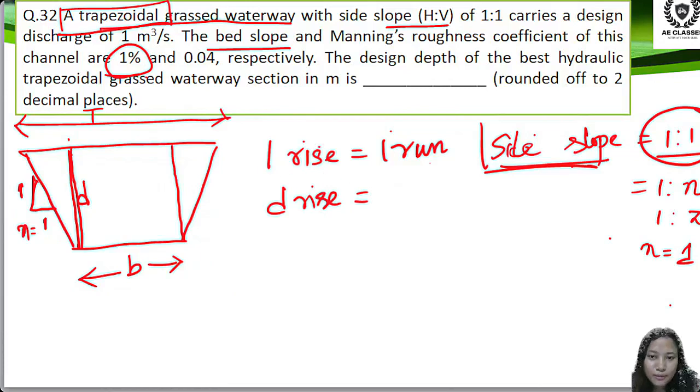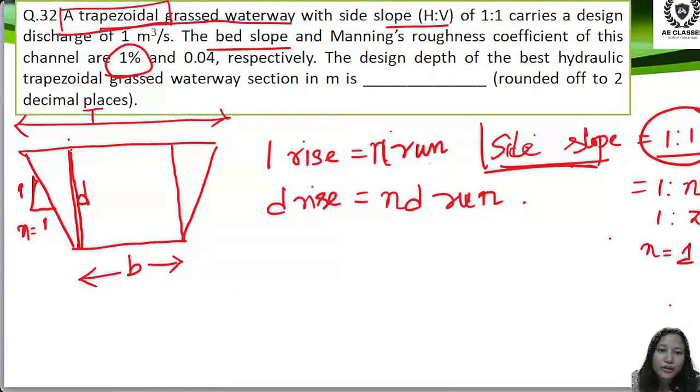Suppose, okay, in a more generalized form, so that in any other question, if the side slope is given in a different way, then you will have the concept. So I'll just write this as n run. Okay, for one rise let the run be n, then for d rise the run will be how much? nd. Okay, for d rise the run will be nd, isn't it? So for this d rise the run will be how much? nd. Okay, my figure is not to scale, so it looks very small here.